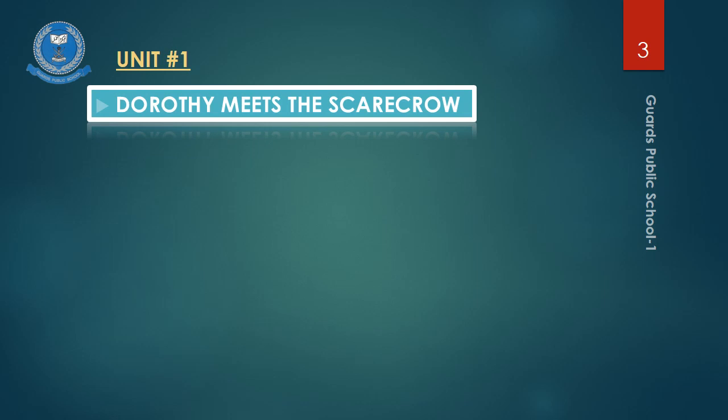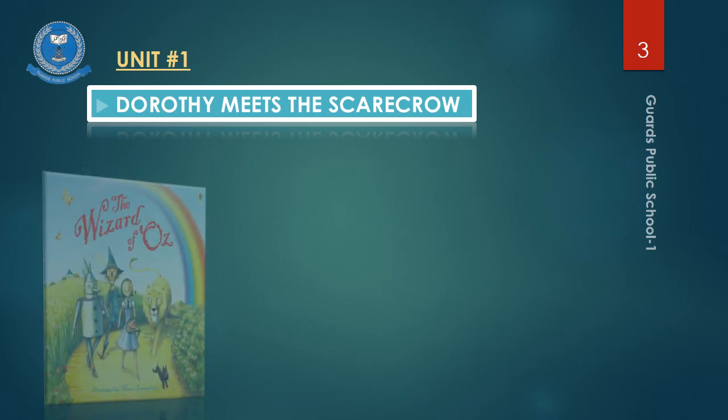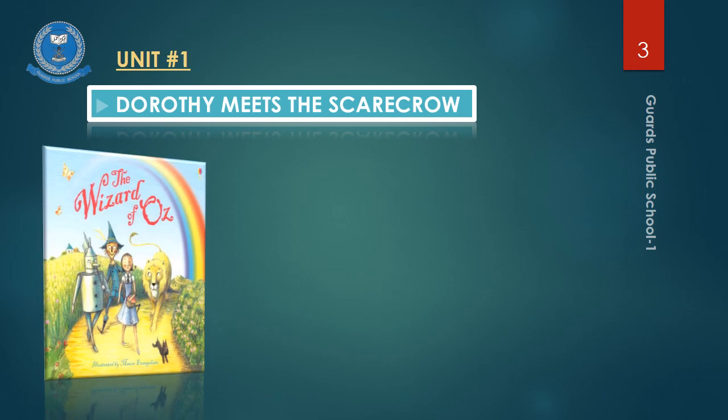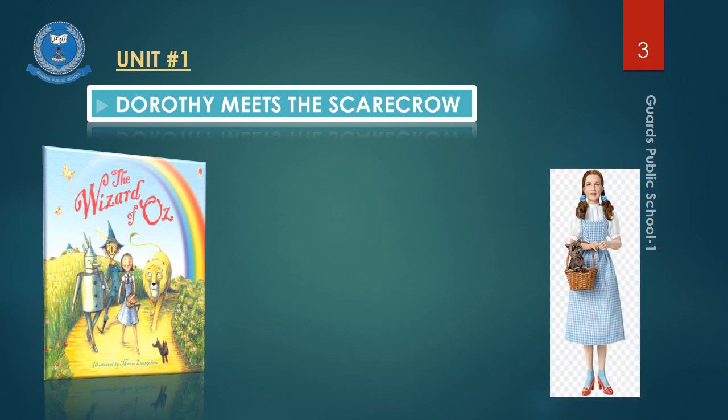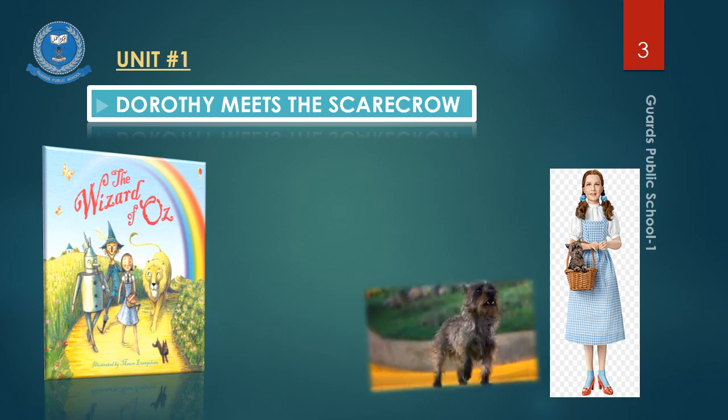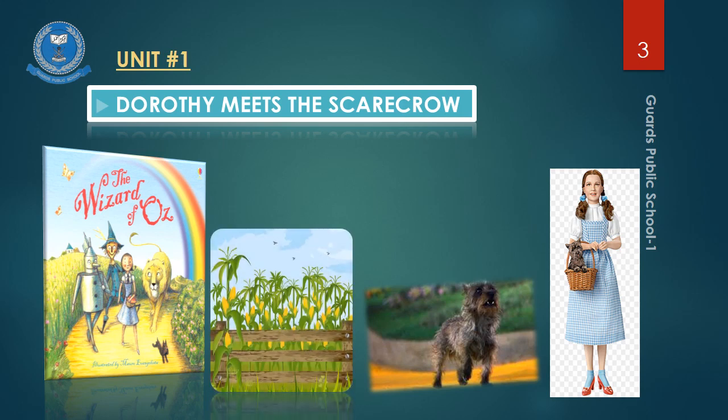Well, students, as I have already told you, this unit, Dorothy Meets the Scarecrow, is taken from the book The Wizard of Oz. So, let's discuss the main characters first. There was a young girl. What was her name? Anyone remember? Yes, Dorothy. And she was carrying her dog in her basket. What was the name of her pet dog? Very good. The name of her pet dog was Toto. Okay, while passing by a cornfield, she saw something.